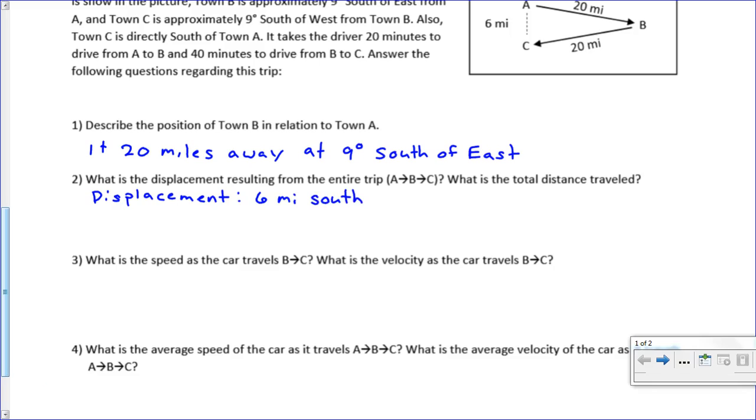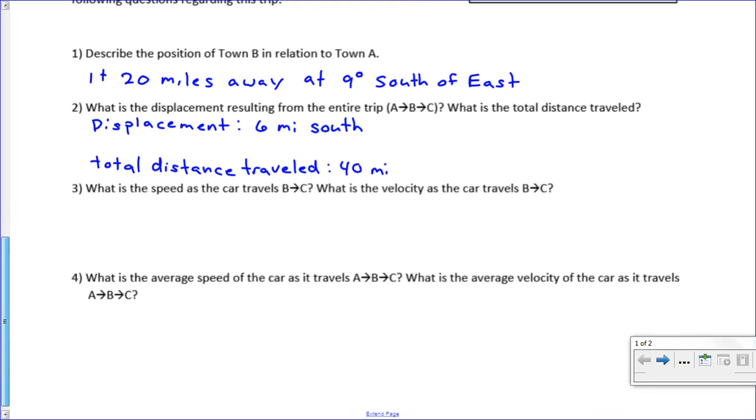For total distance traveled, we look at the odometer reading. So if you turn on the odometer in this car, it would go 20 miles to B and then another 20 miles to C. So the entire distance traveled, total distance traveled, is going to be 40 miles. And you don't need a direction with that because distance traveled does not have a direction.